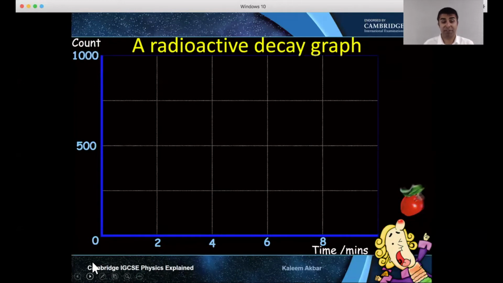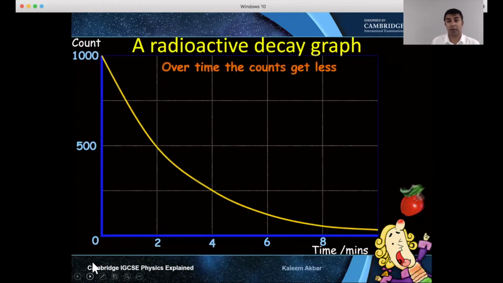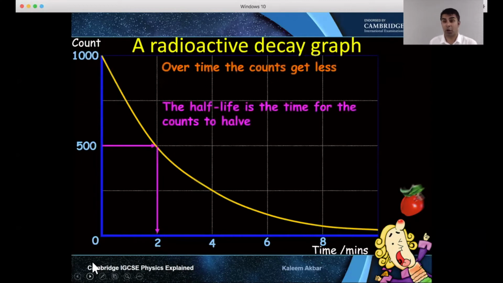Here's another graph. I hope when you look at this, you can tell me that the half-life of this radioactive isotope is 2 minutes. How did we find that out? Well, the initial count rate is 1,000. Half of 1,000 is 500. How long did that take?